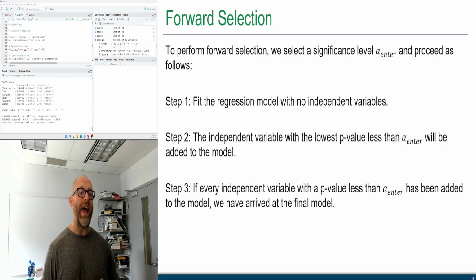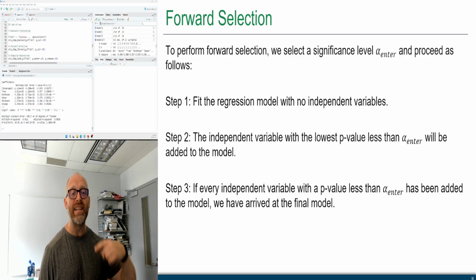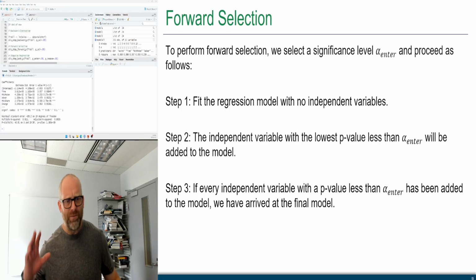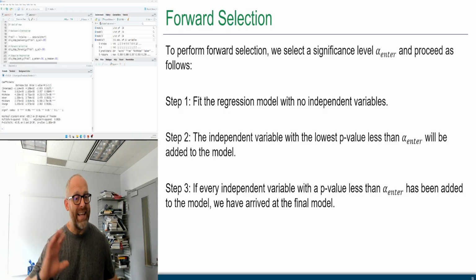Now step three: if every independent variable with a p-value less than alpha has been added to the model, we've arrived at the final model. So basically we repeat this step over and over again. First, we build the empty model. There are no predictor variables inside there. We are just looking at the average of the response. We add a single predictor variable, but we look at all models with a single predictor variable and pick the one with the lowest p-value. So now we have one predictor variable inside of there.